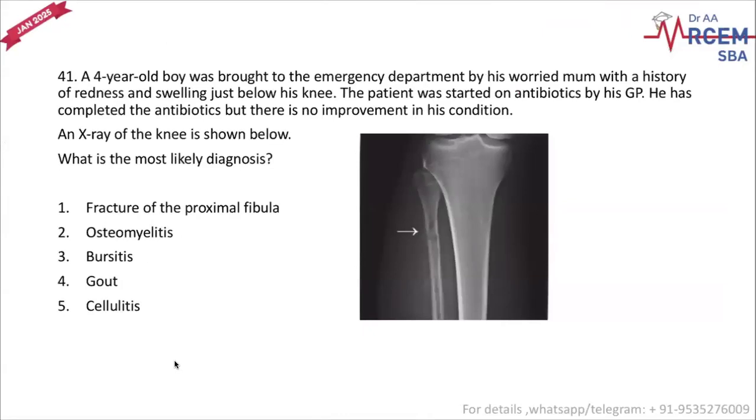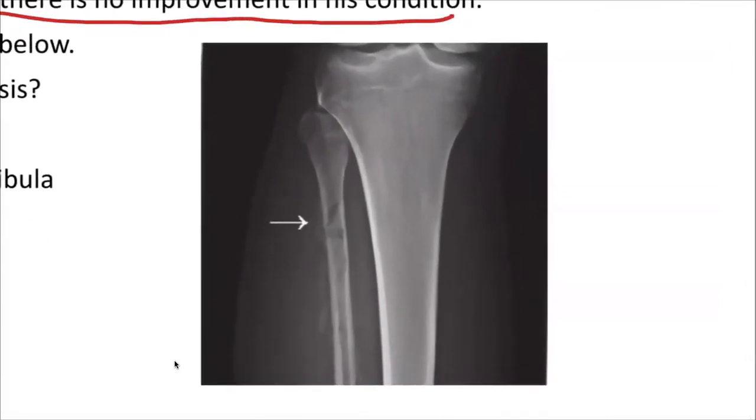A 4 year old boy was brought to the department by his worried mom. He has redness and swelling over the knee joint. The patient was started on antibiotics by the GP and completed the course, but there is no improvement. In spite of completing a course of antibiotics, there is no improvement seen. X-ray of the knee is shown below. What's the most likely diagnosis they are asking?